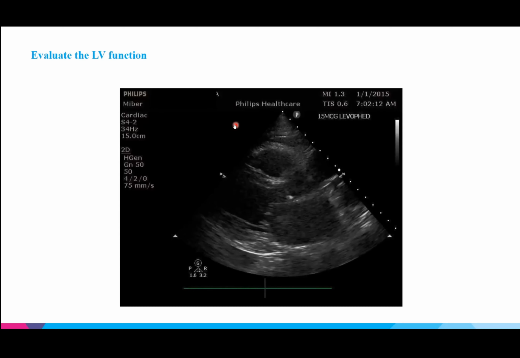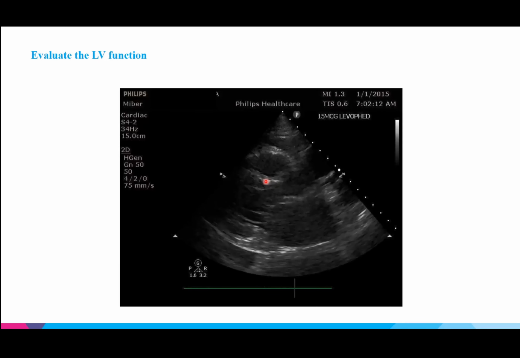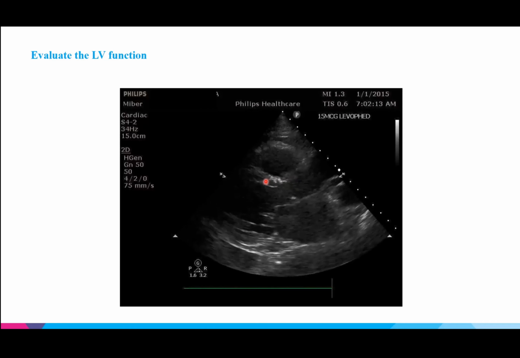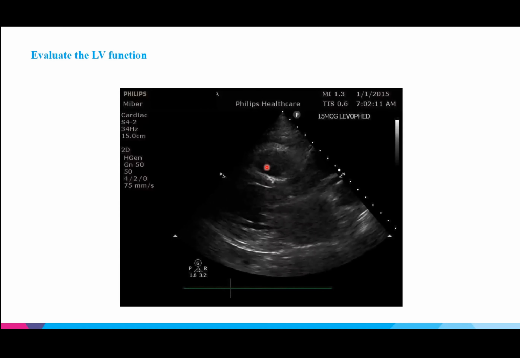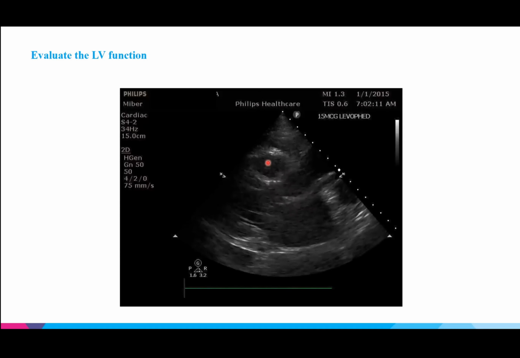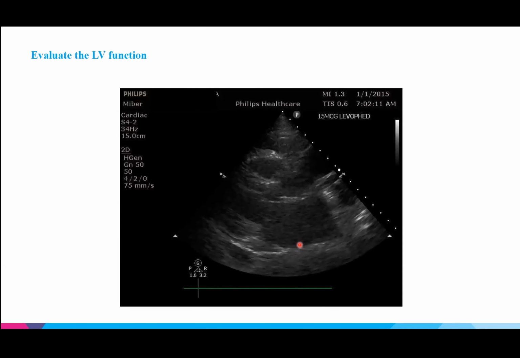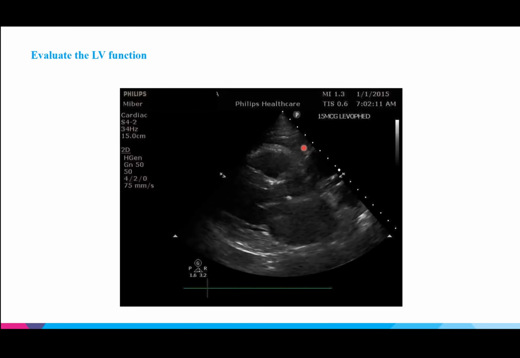All right. So the majority of you said normal, and then there's some for hyperdynamic, and maybe some for reduced. So what view is this, guys? All right, excellent. And then what is the structure up here? All right, good. I see a lot of RV, RVOT, our right ventricle outflow tract, right? And then what is this structure here? Yeah, exactly, mitral valve.